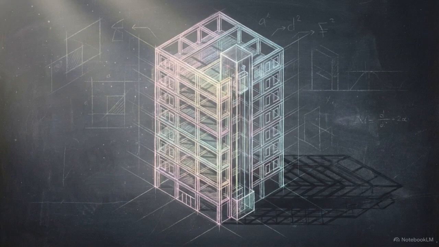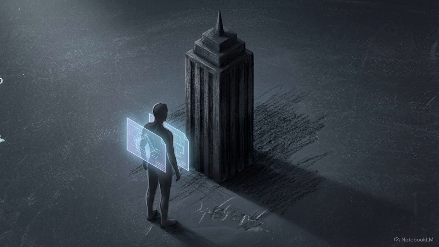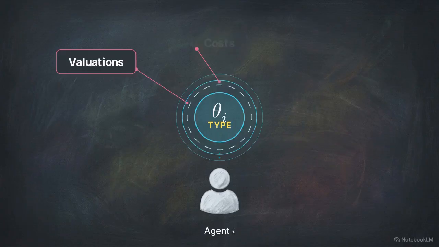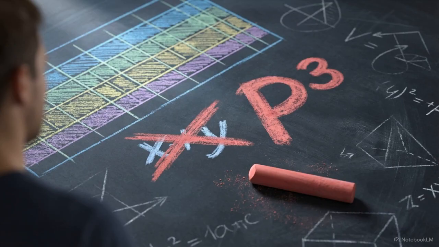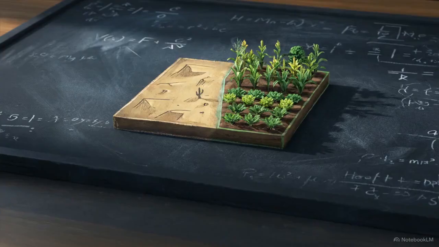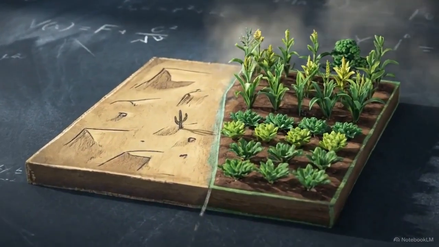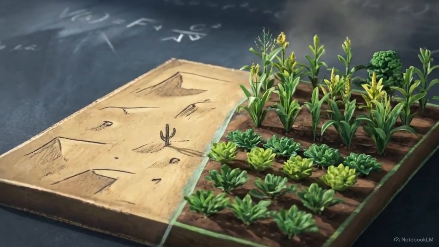To achieve perfect outcomes requires having perfect information. However, the data the designer needs most is often privately held by the participants themselves. In this framework, private knowledge is defined as an agent's type, denoted as theta i. This represents their hidden valuations, costs, or risk profiles. Agents have a natural incentive to misreport these types. A farmer enrolling in a conservation program may exaggerate their opportunity costs to extract a larger payout from the regulator.